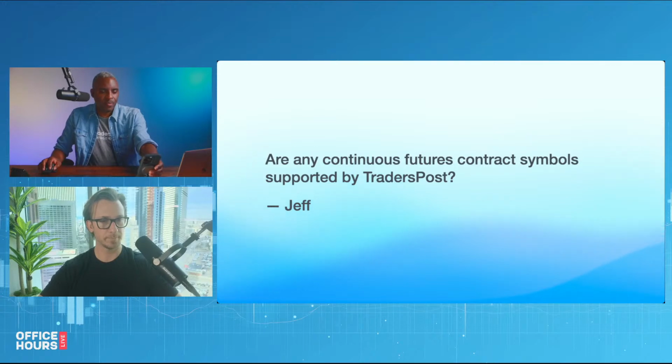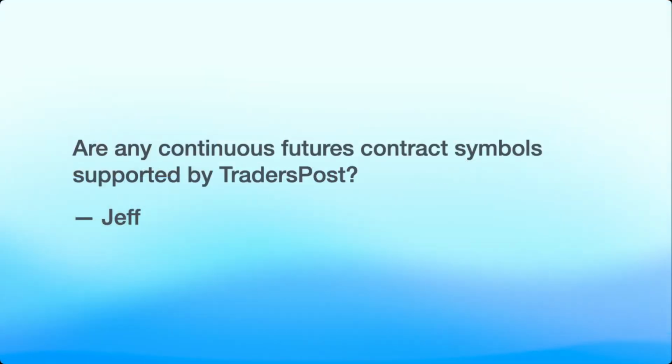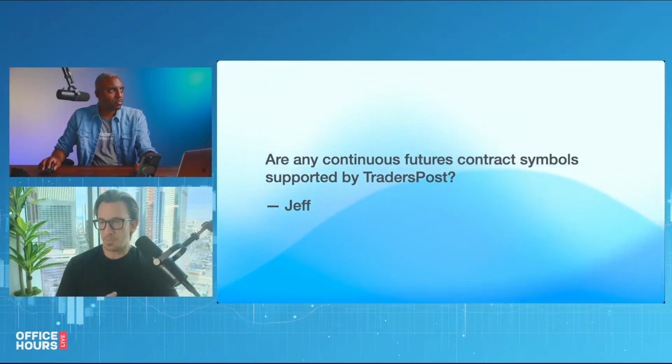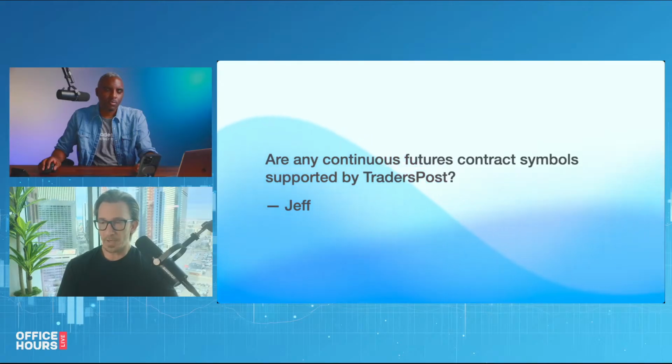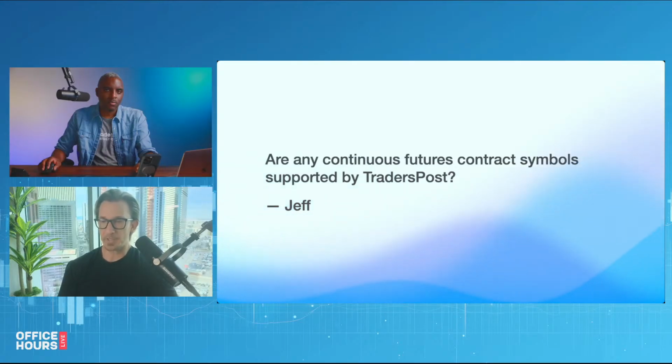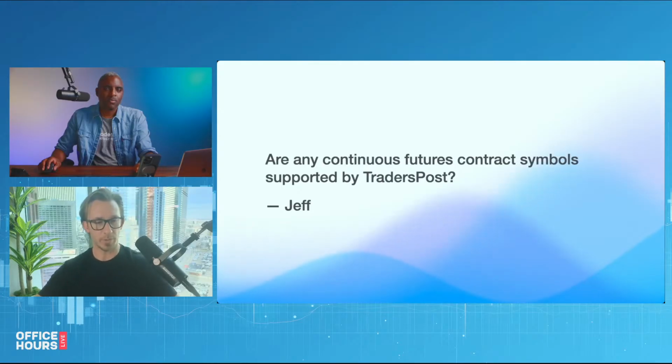Jeff asks, are any continuous futures contract symbols supported by TradersPost? Yes, all of the continuous futures contract symbols are supported by TradersPost, including the front month contract and the future month contracts or future quarter contracts. So you can send in MNQ2 exclamation mark, MNQ3 exclamation mark, or any of the ones that are supported by TradersPost. Here's the best way to look this up.